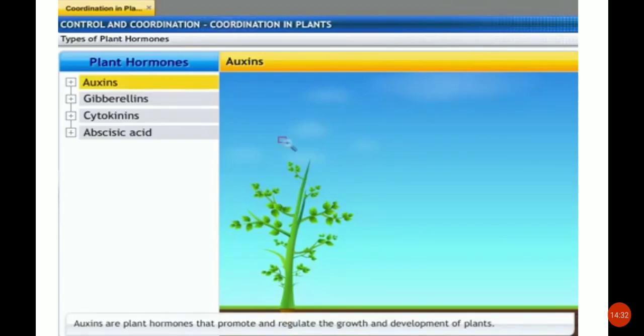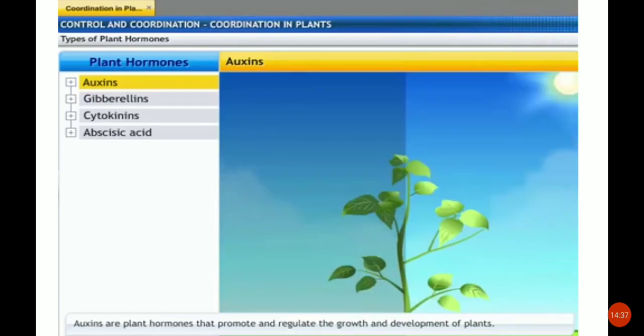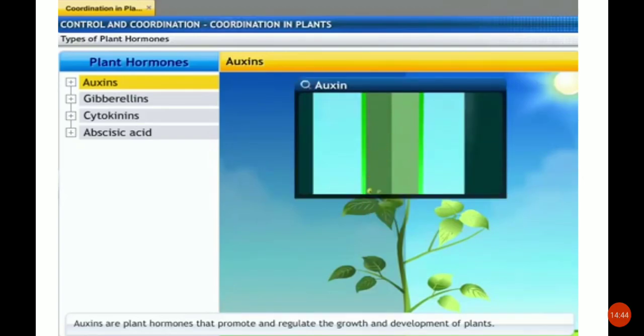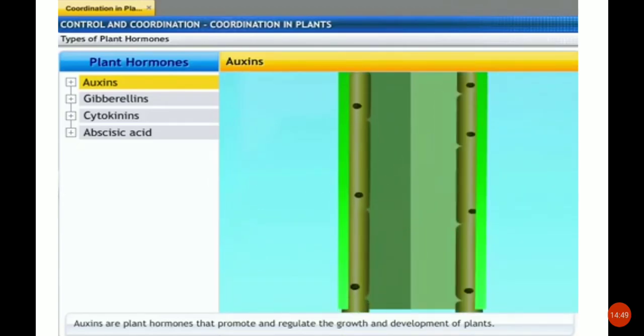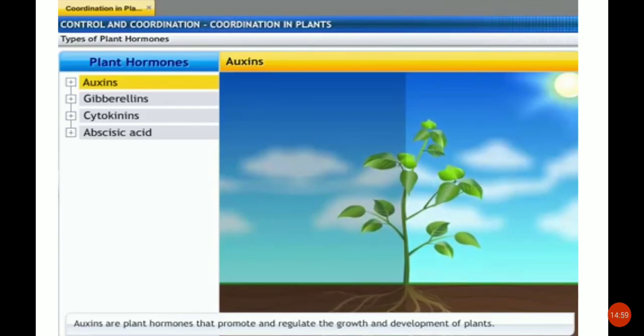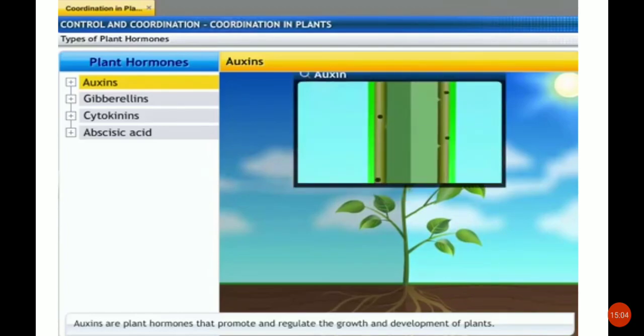Auxins. They are synthesized at the tip of their shoots and help the plant to grow. When one side of the plant is exposed to light, auxin diffuses towards the shady side of the shoot. This concentration of auxin stimulates the cells to grow longer on the side of the shoot which is away from light. Thus, the plant appears to bend towards light. They also promote cell enlargement and cell differentiation in plants.